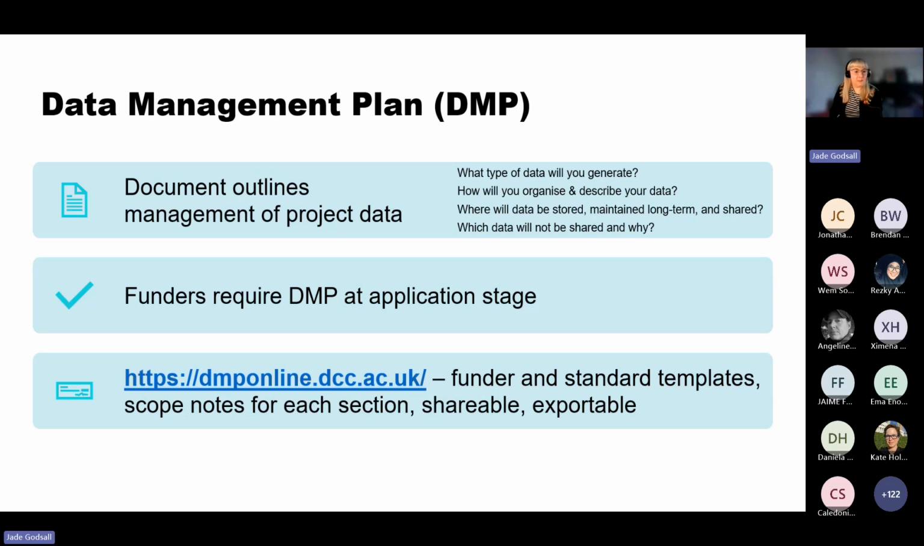DMP Online is a really great tool. Lots of universities have their own version of it as well, so they have their own templates and scope notes, but it has funder and standard templates and scope notes for each section, and it also is shareable and exportable as well for people that you want to review your plan, or if you're working in a team as well. And it's just a really useful tool. You can build it up question by question, and it's just really easy to use and straightforward.